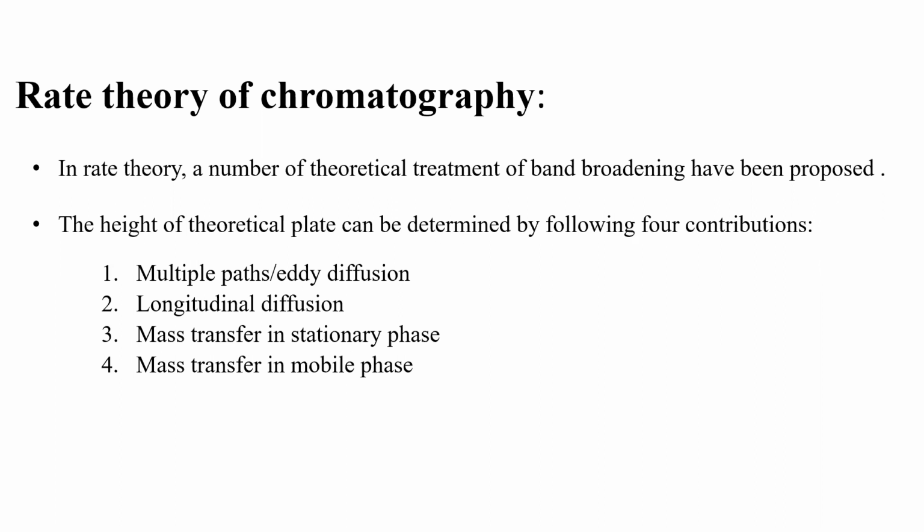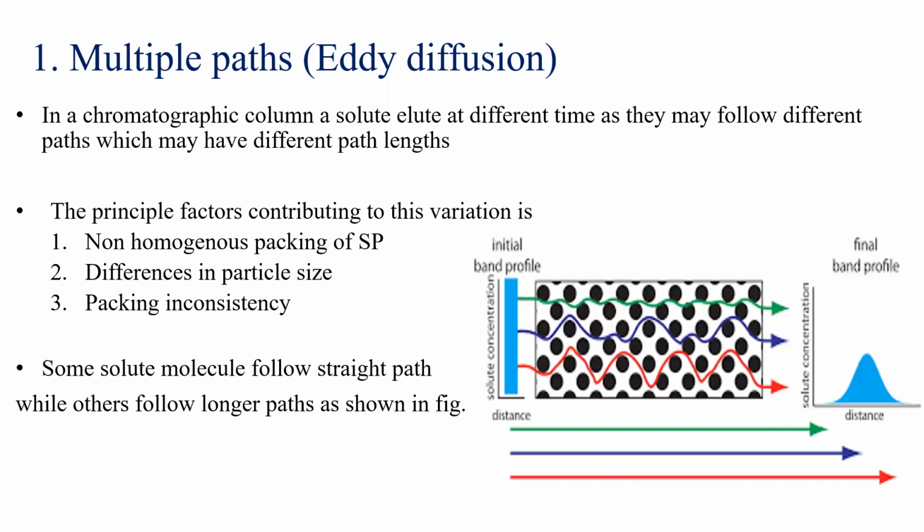The height of the theoretical plate can be determined by the following four contributions. First one is the multiple paths or eddy diffusion. Second one is the longitudinal diffusion. Third one is the mass transfer in the solid stationary phase. And the last one is mass transfer in the mobile phase. First one, the multiple path diffusion or eddy diffusion.